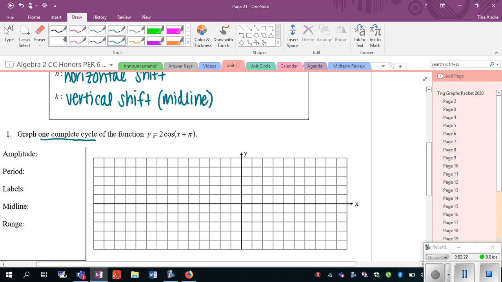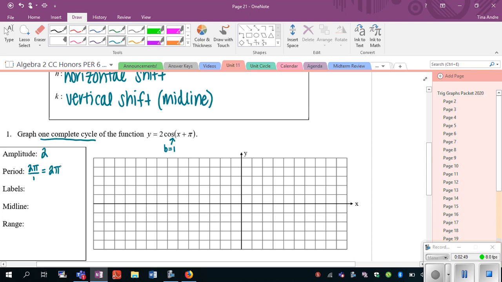When we dissect this equation, let's look at what each thing means. I have a 2 in front. So the 2 is going to be my amplitude. And remember, it's always positive. The period is based on whatever the b value is. The b value here is just equal to 1. We don't see a number there, but it's equal to 1. So that means the period is 2 pi divided by that b value. So 2 pi divided by 1 is 2 pi.